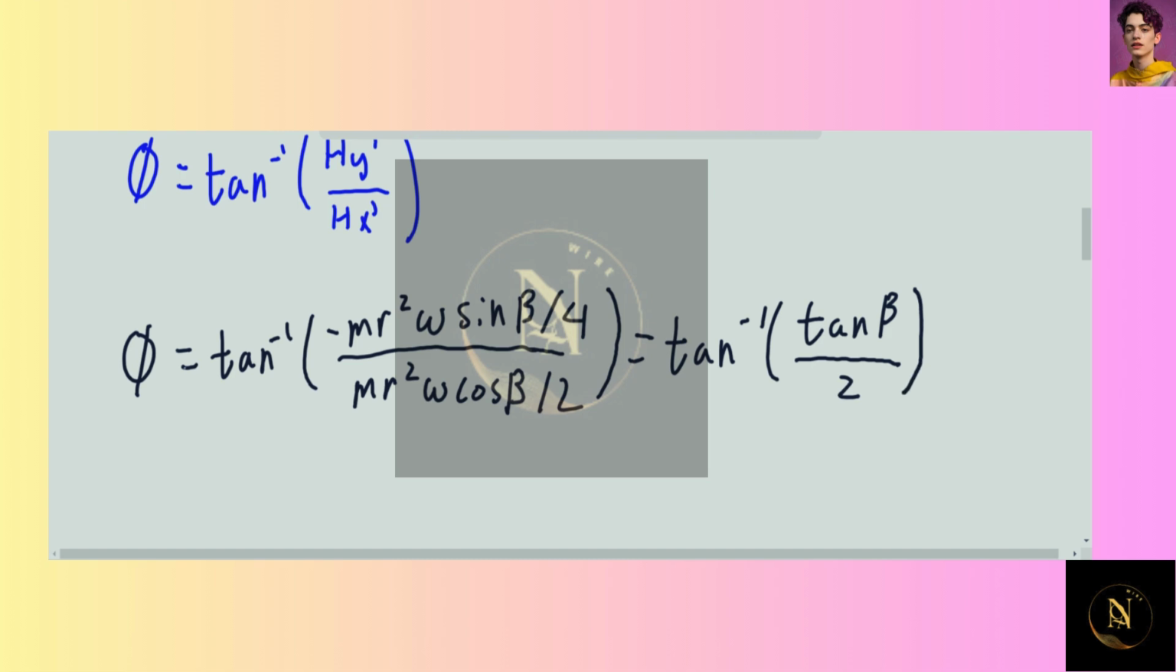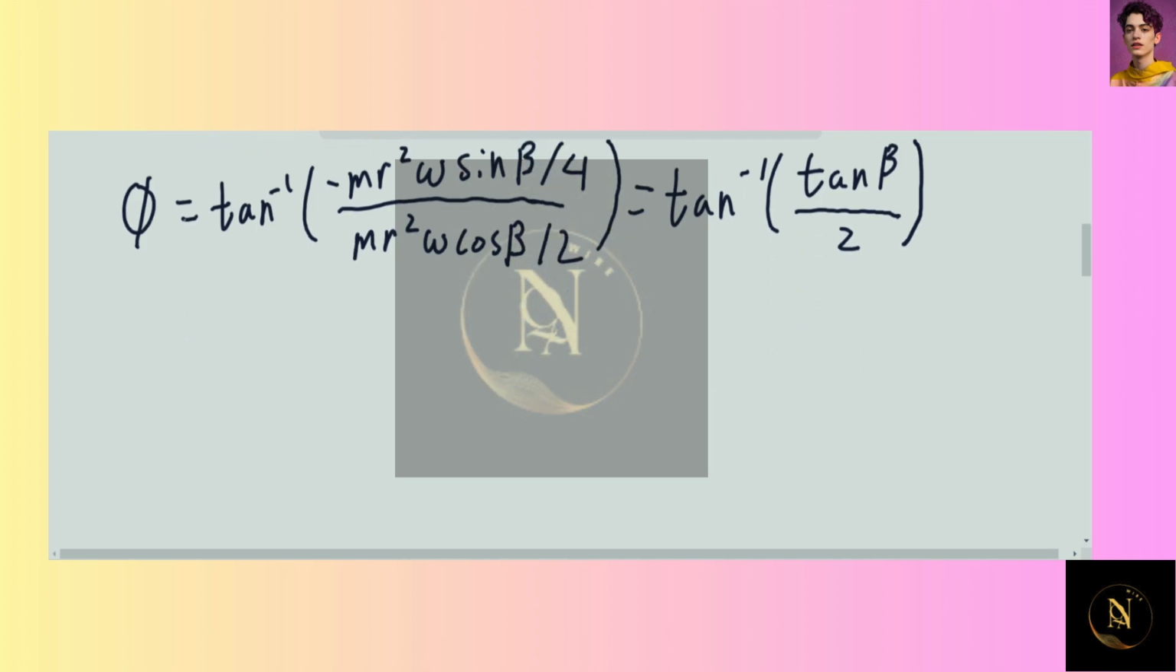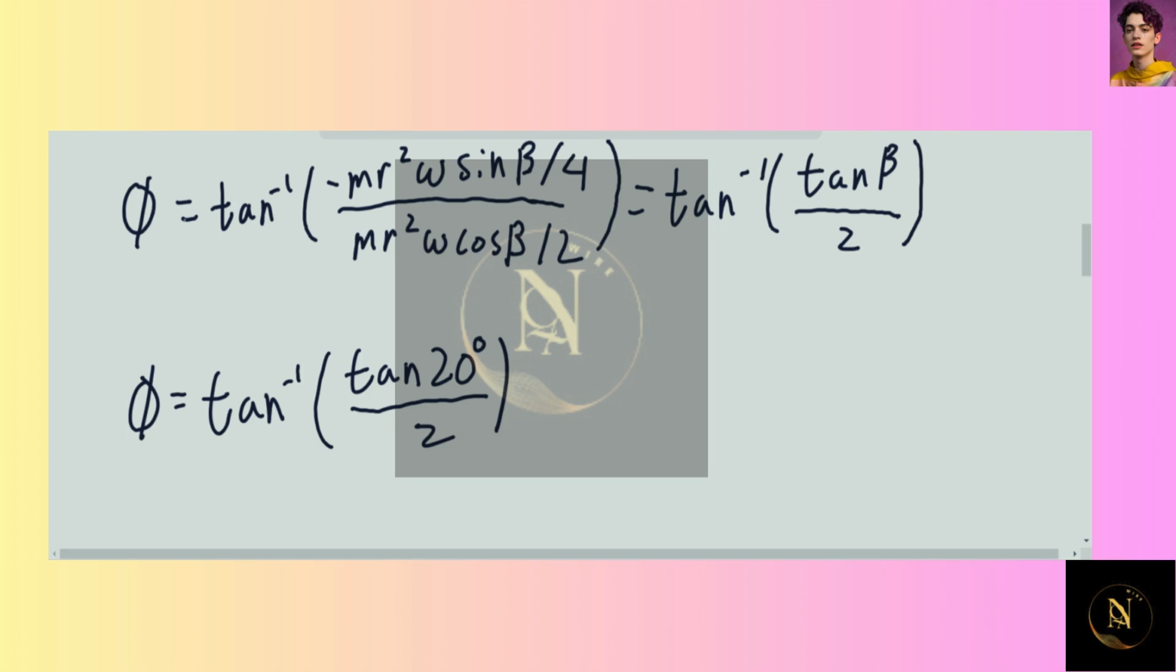So now we can substitute 20 for beta to get an angle phi. So angle phi is equal to the tangent inverse of the tangent of 20 divided by 2, and this will give us an angle. And this should be negative tangent. Since we still have this negative sign here, it doesn't get canceled. So we keep this negative sign over here. And this will give us an angle of negative 10.3 degrees.